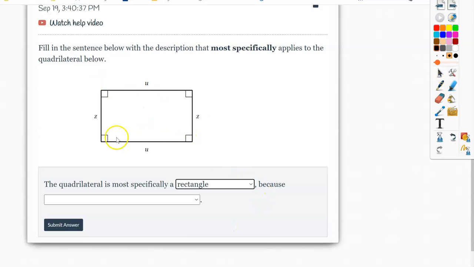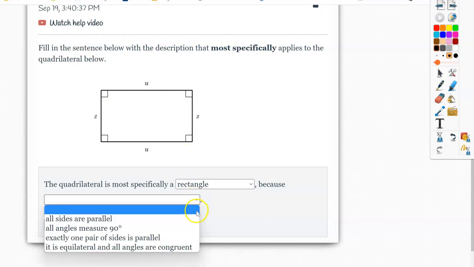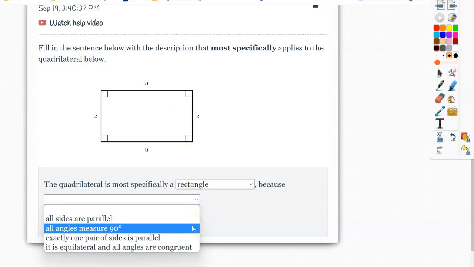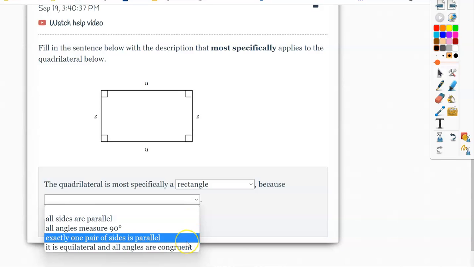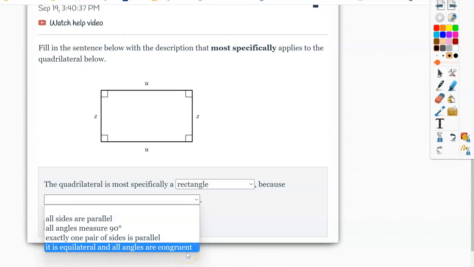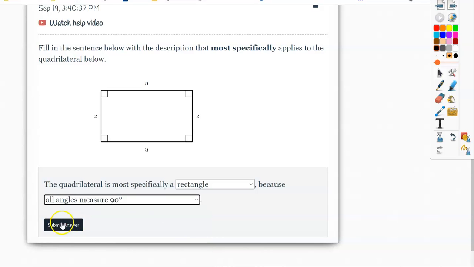I know that specifically because it has all angles that measure 90 degrees. Now, are all the sides parallel? No. 2 are parallel and the other 2 are parallel. Is there exactly 1 pair of parallel sides? No, there are 2 pairs of parallel sides. And is it equilateral all over? No, all four sides are not equal. So it's all angles measure 90.